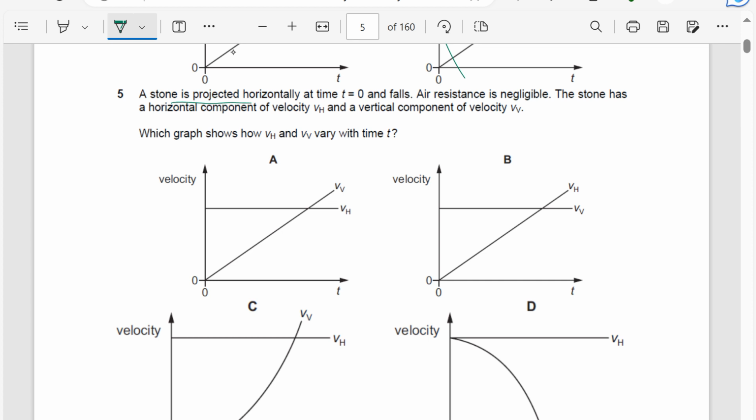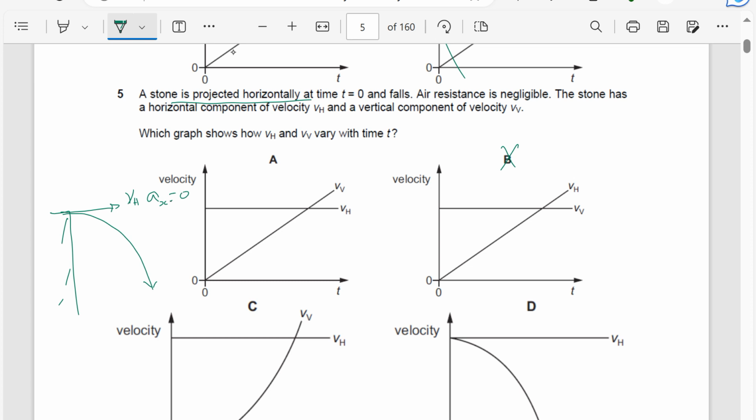Remember, it was projected horizontally. So let's sketch this. It is projected horizontally, like so, it moves in that direction. So remember, velocity in the horizontal does not change. So vh always remains constant. There is no resultant force in the horizontal. So v in the horizontal must be constant, which means we ignore B, because B is showing v in the horizontal is changing. Okay, so v in the horizontal remains constant because acceleration in the horizontal is always 0.